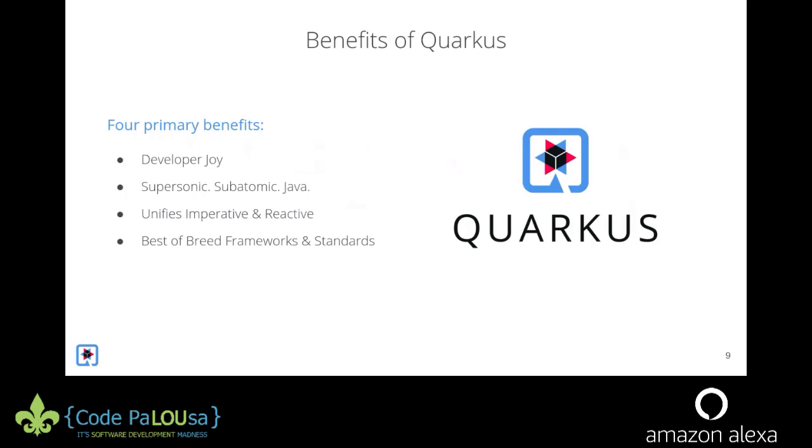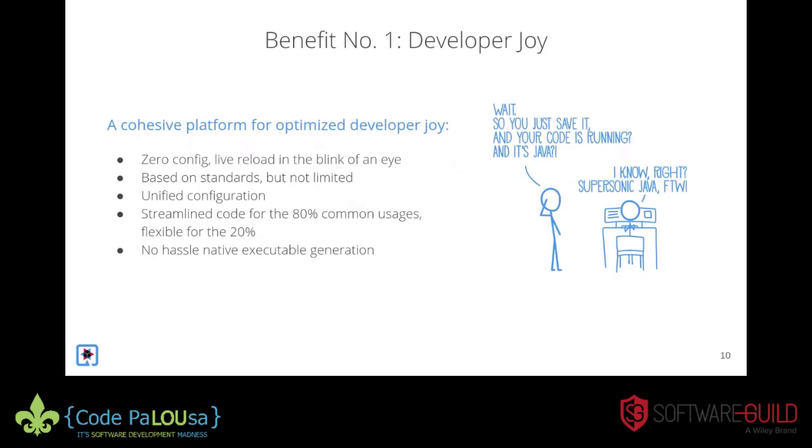And of course, if you're developing Java applications today and you want to migrate over to a Quarkus framework, we need to be able to, and do, support the best of breed frameworks and standards that you're probably using today and want to continue to use in the Java Quarkus environment. So let's dig into each one of these individually.